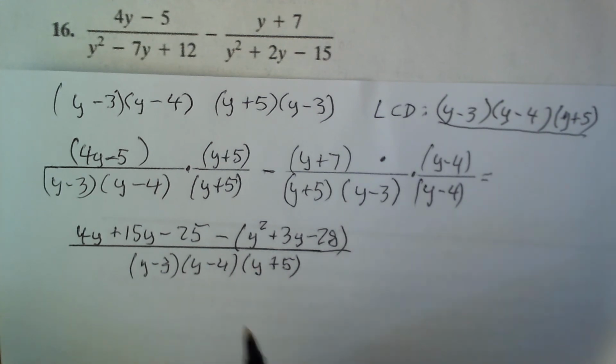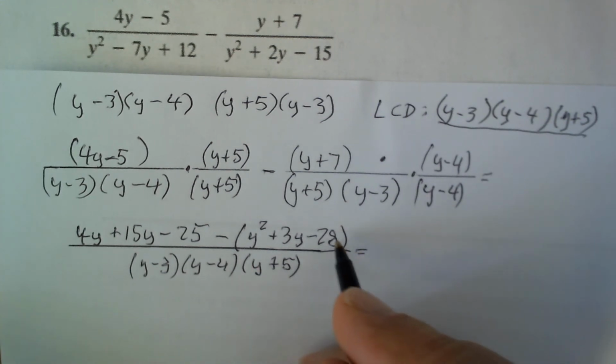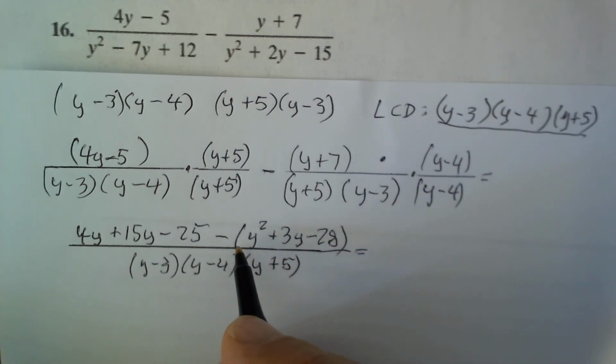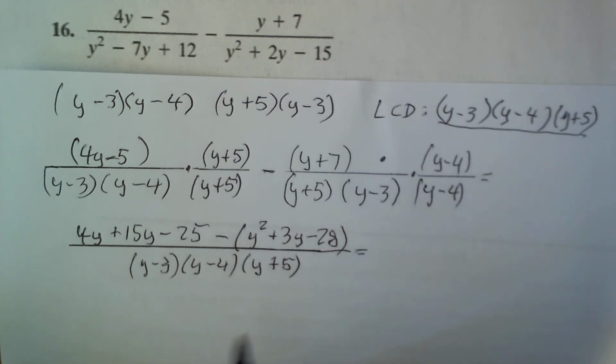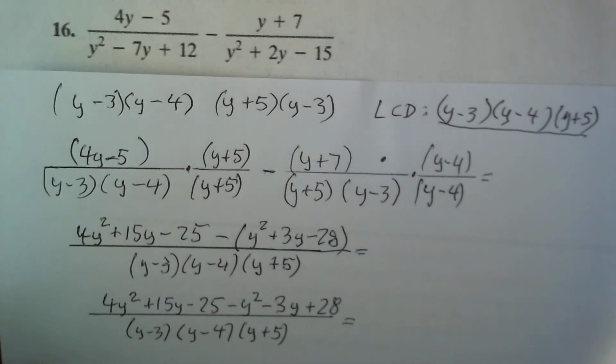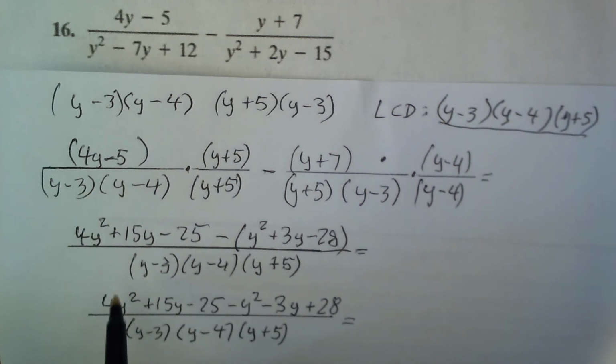And again, I'm doing this in 2 steps to make sure that we subtract all the terms in the second polynomial. Otherwise, it's too easy to make mistakes. And by doing this correctly, we get the following. So we have 4y squared plus 15y minus 25 minus y squared minus 3y plus 28.